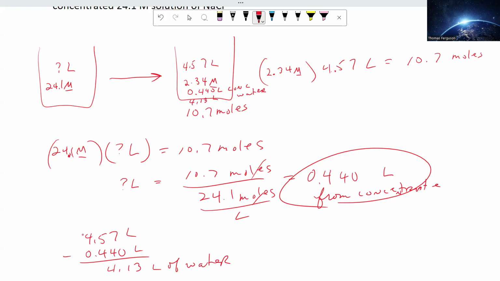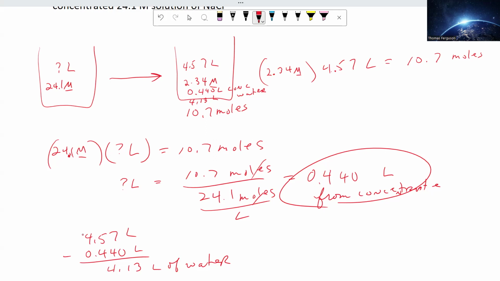Okay, so the first thing you do, calculate the moles that you need in your dilute. And the moles are going to come from the concentrate, but we don't know how much of the concentrate we need yet. That's the point of all this. So concentration times volume equals moles. And then to calculate the liters, we divide the concentration into the number of moles, and that'll give us liters of the concentrate.